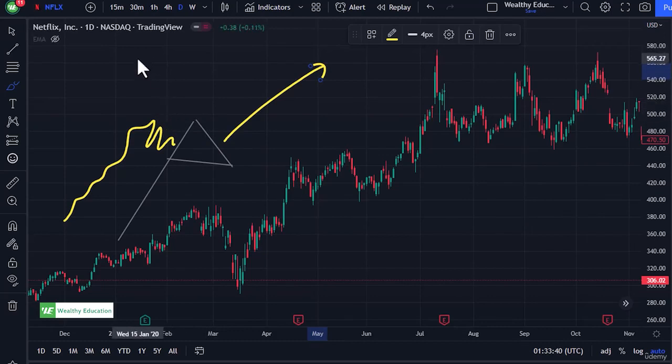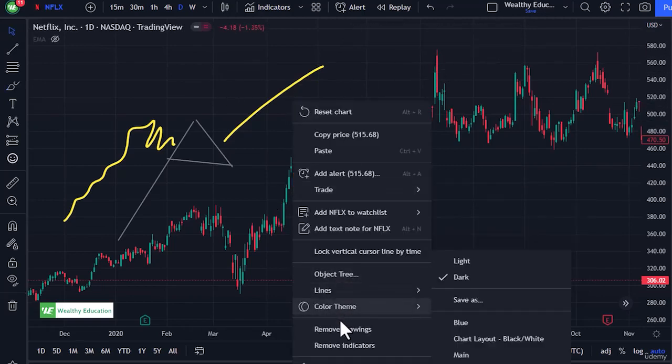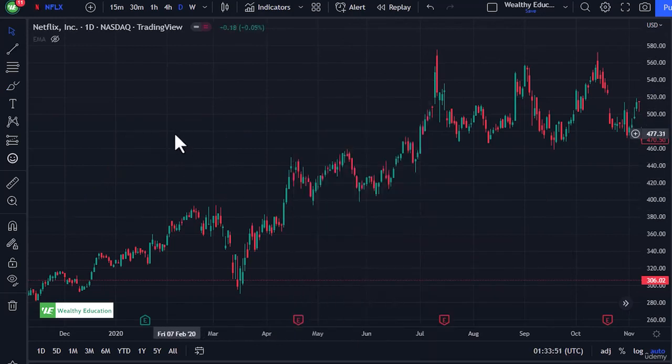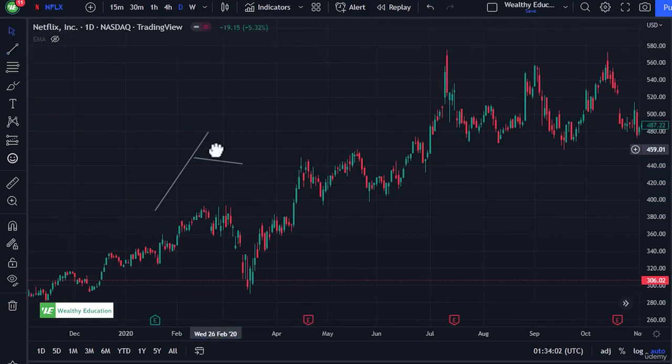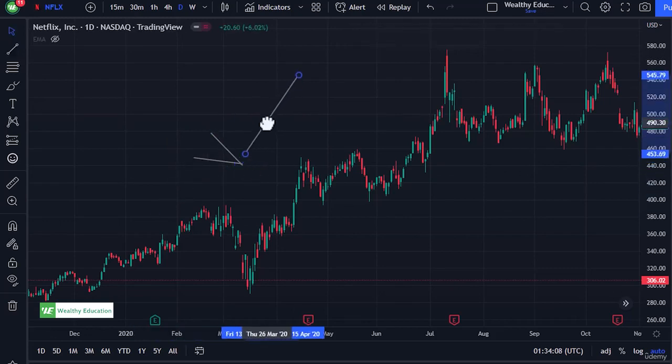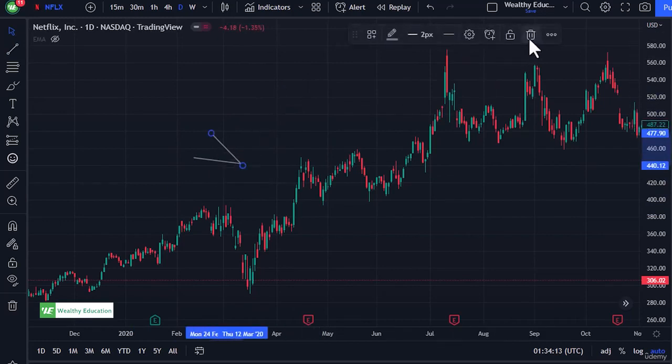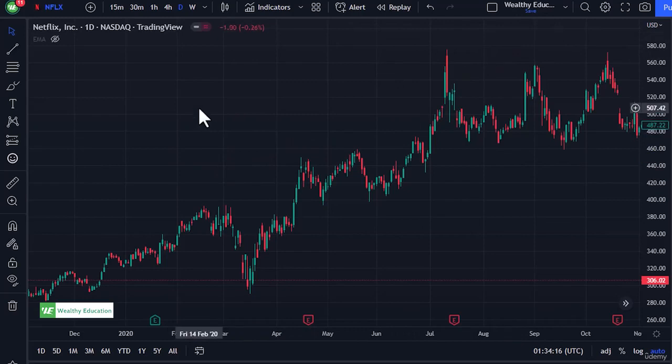Now, the nice thing about this is that you can use the built-in measuring stick. So, for example, if the pole of the pennant, the initial run higher before you get the consolidation, is let's just say $12, then on a breakout above the pennant, you should get $12. You put your stop loss on the other side of the pennant and you take it from there. So let's take a look at a couple of examples.